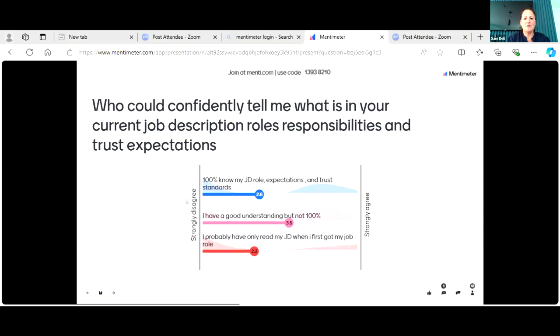Yeah, so I think there's a vast amount of you on here that are happy with your job description, know what your roles and expectations are. There's some that have got a good understanding, but there's quite a lot of you also, and I probably am with them until I wrote my recent job description. I'd probably only read my job description when I first got my job role and hadn't really revisited it.